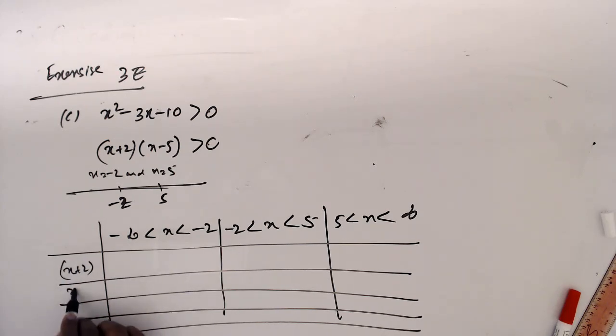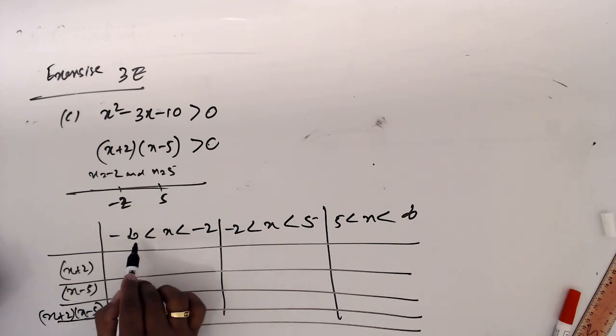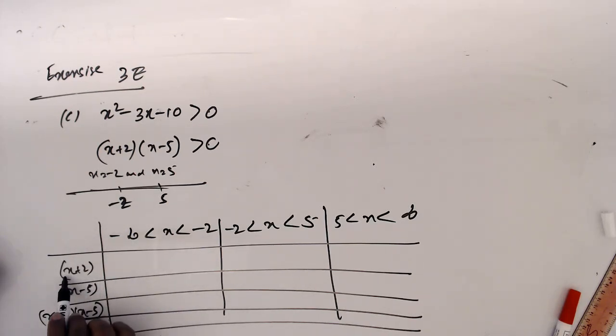x plus 2, x minus 5, and x plus 2 times x minus 5. Now the symbol we'll discuss. Now take any value less than minus 2, and I pick up minus 10,000 somewhere here, then I substitute. Minus 10,000 plus 2, it's still minus value, negative. This is minus 10,000 minus 5, still negative. Negative times negative, positive, greater than 0. It will match with the inequality. Then one area is minus infinity greater than x greater than minus 2. Let's see this one.